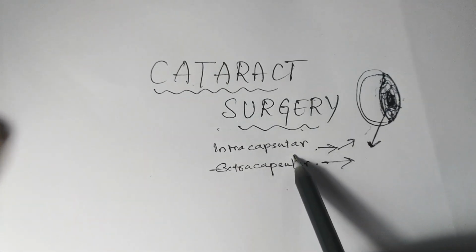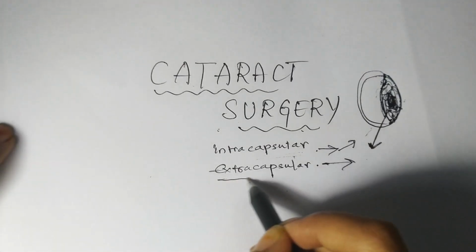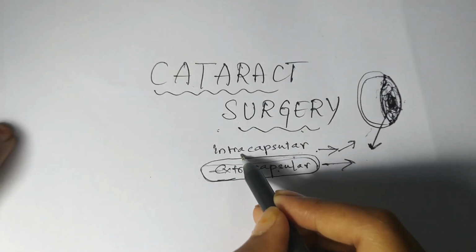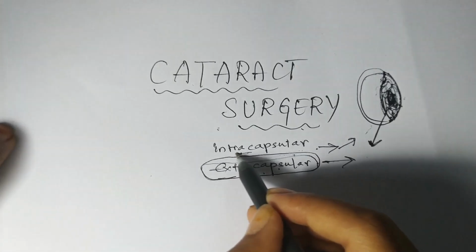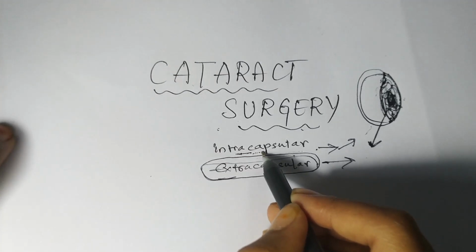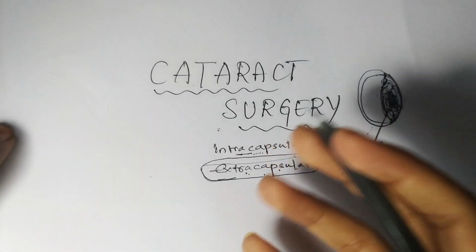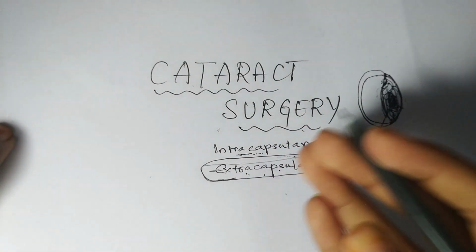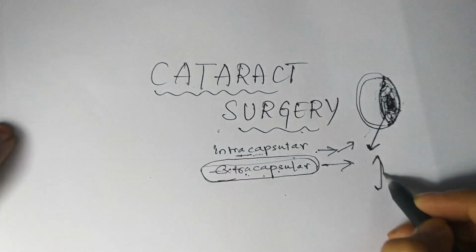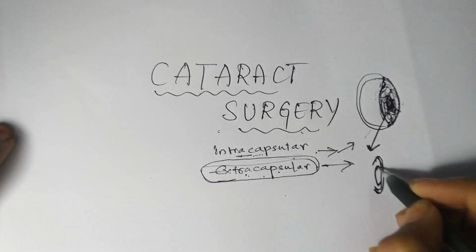Nowadays this intracapsular lens extraction is not followed. Extracapsular extraction is the one we follow nowadays. Why? Because in intracapsular cataract extraction, we will remove the capsule also, so we cannot place an IOL. It is difficult to place an IOL. In extracapsular cataract extraction, we will not remove the capsule, so it is easier to place an IOL. So in extracapsular lens cataract extraction, the capsule will be retained, and in that capsule we can place this IOL.